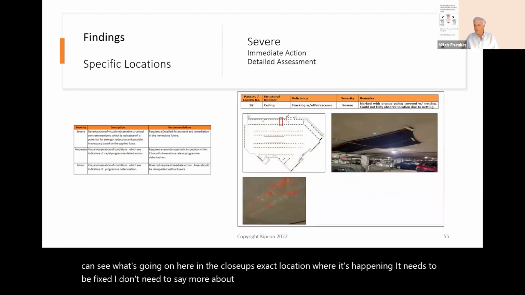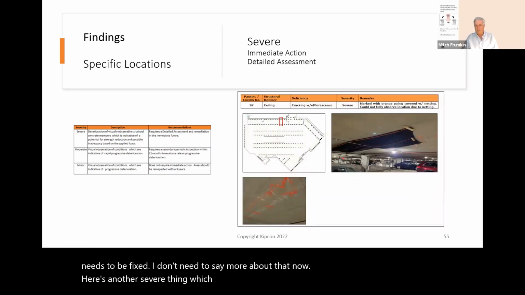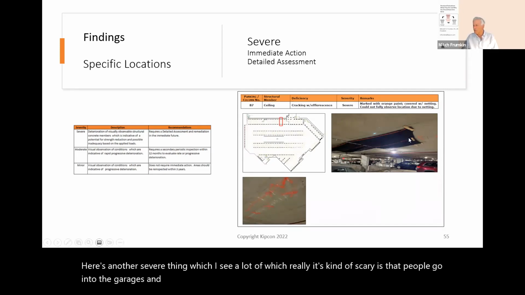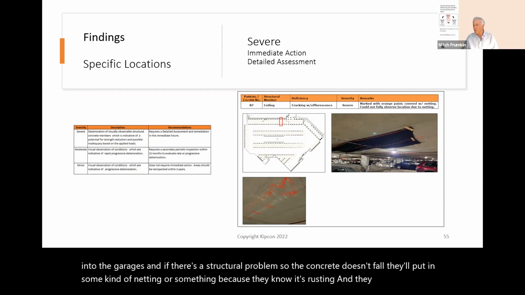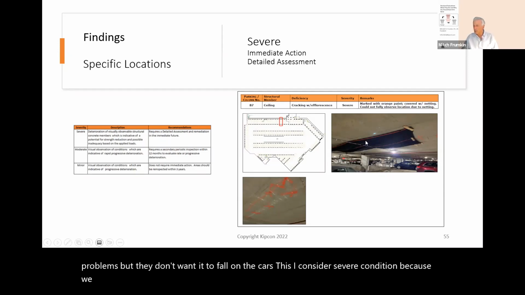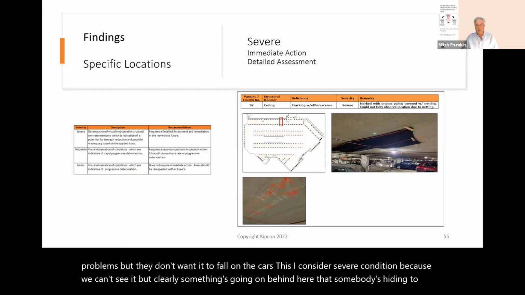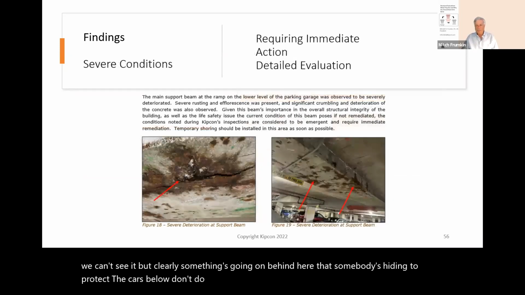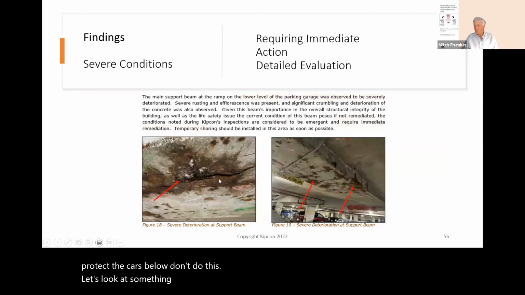Now, here's another severe thing, which I see a lot of, which really is kind of scary, is that people go into the garages, and if there's a structural problem, so the concrete doesn't fall, they'll put in some kind of netting or something because they know it's rusting and they know they have problems, but they don't want it to fall on the cars. This I consider a severe condition because we can't see it, but clearly something's going on behind here that somebody's hiding to protect the cars below. Don't do this.